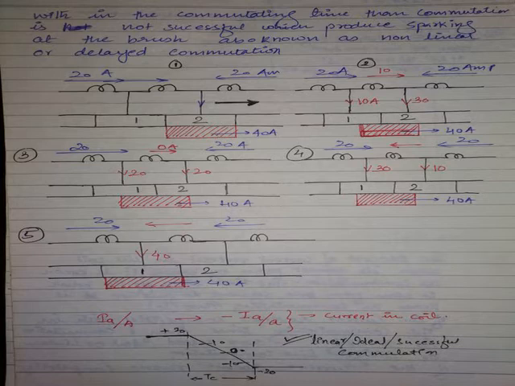Now in the next instant, let us assume like this. The brush is losing 50% contact with segment 2. Consequently, it is gaining 50% contact with segment 1. So out of 40 amperes, 50% is 20, 50% is 20. So what is the current in this particular coil?